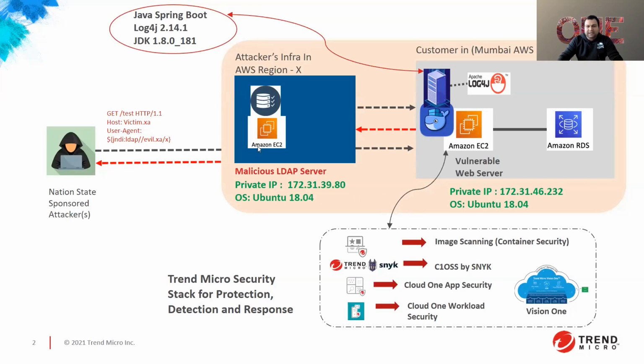And we have a malicious LDAP server. This is the attacker's command and control center, which is running a malicious LDAP server, again with Ubuntu 18.04 operating system, with the private IP of this. And from this, we are going to launch that attack. On the left-hand side, as you can see, this could be any script kiddie or nation state sponsored actors, maybe from North Korea or China, who are actively exploiting this vulnerability and trying to target enterprises who are vulnerable to this. So let me explain how exactly this works.